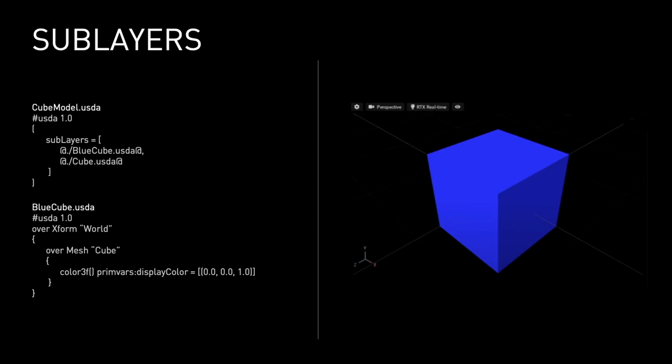And then in bluecube.usda, I've introduced the new keyword here, over, which is short for override. If you remember before, we had def, or define, here. So here I'm saying in the bluecube.usda file, override the transform called world, and override the mesh called cube, and give the mesh a new display color and make it blue.